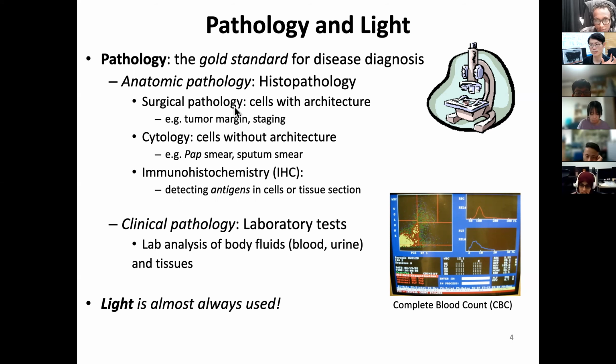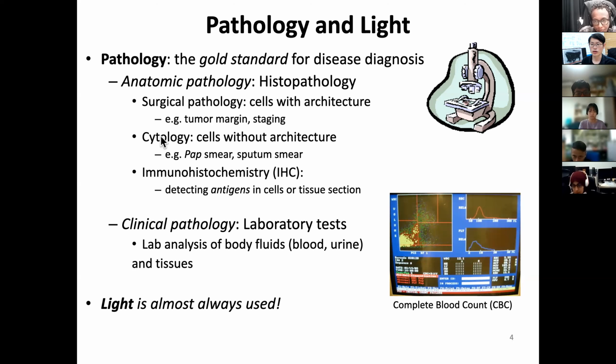For example, in surgical pathology, in the surgical operating room, you cut off the suspicious part of the tissue and look at the cells under the microscope. You focus on the architecture so that you can find the margin of the tumor, so that you can carve out the tumor only, not too much of the normal tissue. Also there is staging of the disease, because proper staging leads to different types of treatment and also gives different prognosis for the disease progression for the patient.